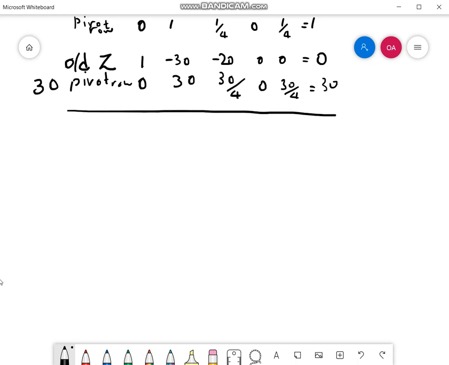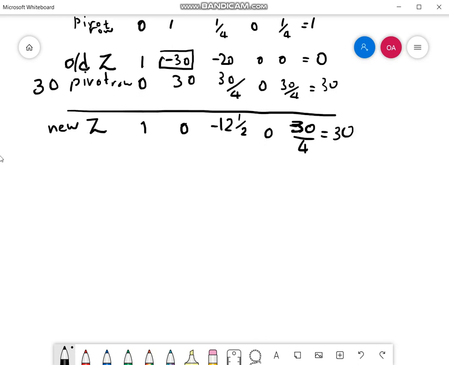Then I add them together. You can multiply by minus and then subtract them. So I have the new z, which is equal to 1, 0. This is my point of interest, which became 0. Then this one is minus 12 and a half, 0, and this is minus 30. Sorry, I'm adding them together. So this is 30 over 4, and this is gonna be 30.